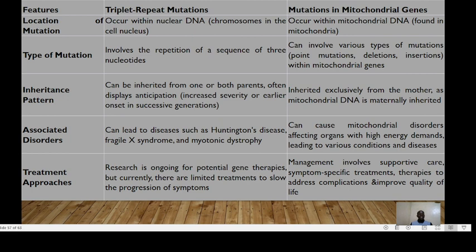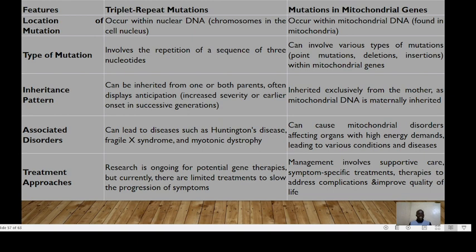We find that in terms of location, triplet repeat mutations occur within nuclear DNA, okay, chromosomes in the cell nucleus, whereas mitochondrial gene mutations occur within mitochondrial DNA found in the mitochondria. The type of mutation found in the triplet repeat mutations involves repetition of a sequence of 3 nucleotides, while mutations in the mitochondrial genes can involve various types of mutation. It could be point mutations, deletions, insertions within mitochondrial genes.